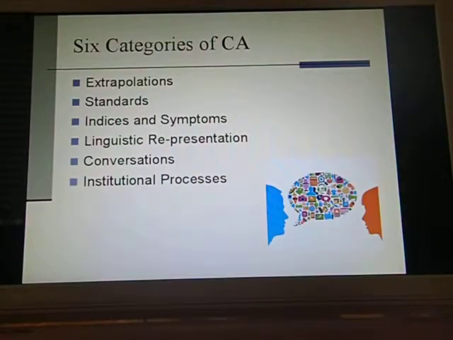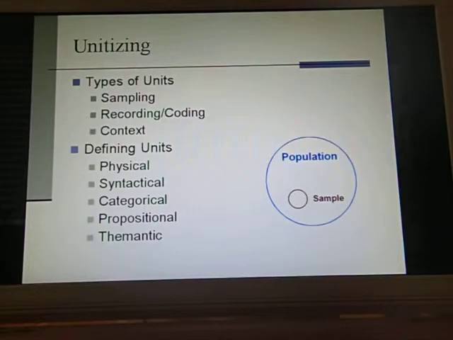So the 6 categories of content analysis are extrapolations, which include trends, patterns, and differences; standards, which includes identifications, evaluations, and judgments; indices and symptoms. An index is a variable whose significance rests on its correlation with other phenomena; linguistic representation, that allows readers to create imaginary worlds; conversations, where we understand naturally occurring speech; and institutional processes, where we analyze institutions through communication.